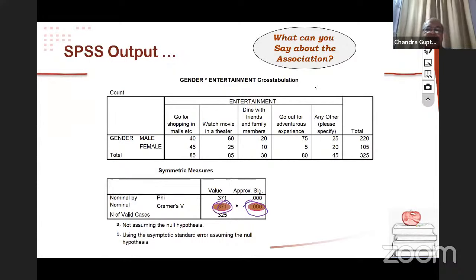And if you see the data, you will find males like to watch movies in a theater and outdoor adventurous experiences. On the other hand, females, out of 105, 45 like to go for shopping. So yes, gender does have an impact on the choice of entertainment, that you can conclude out of it.